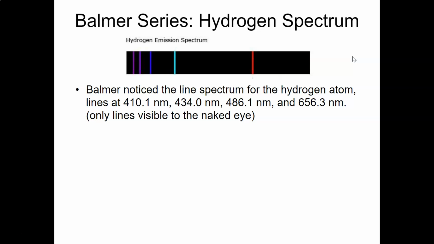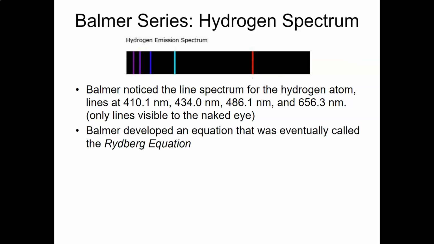And this is known as the Balmer series because Balmer was the first one to point out the lines exist, to be able to determine that those wavelengths are what you see there. And those are the only four lines for hydrogen visible to the naked eye. And so he was able to come up with an equation that was eventually known as the Rydberg equation, which you can see here.